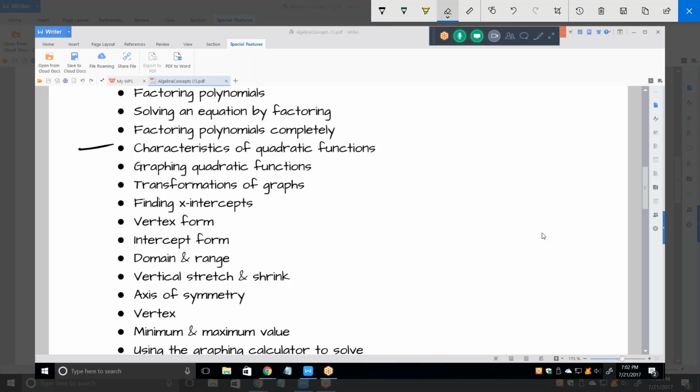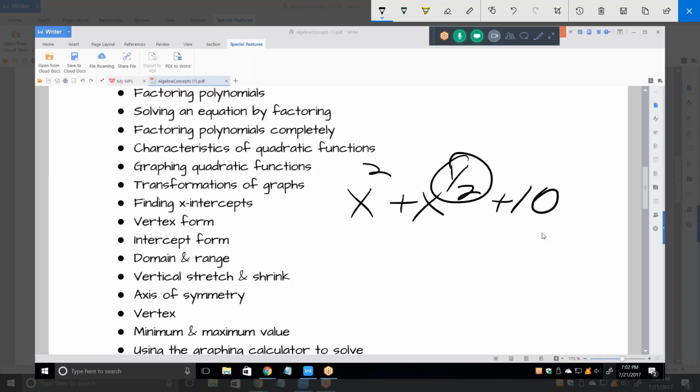We talked about that last time. You know what quadratics are. They have x squareds in them, right? That's pretty much all you need. And you need no x. In other words, this is not a quadratic because it has an x that's to a fractional exponent.